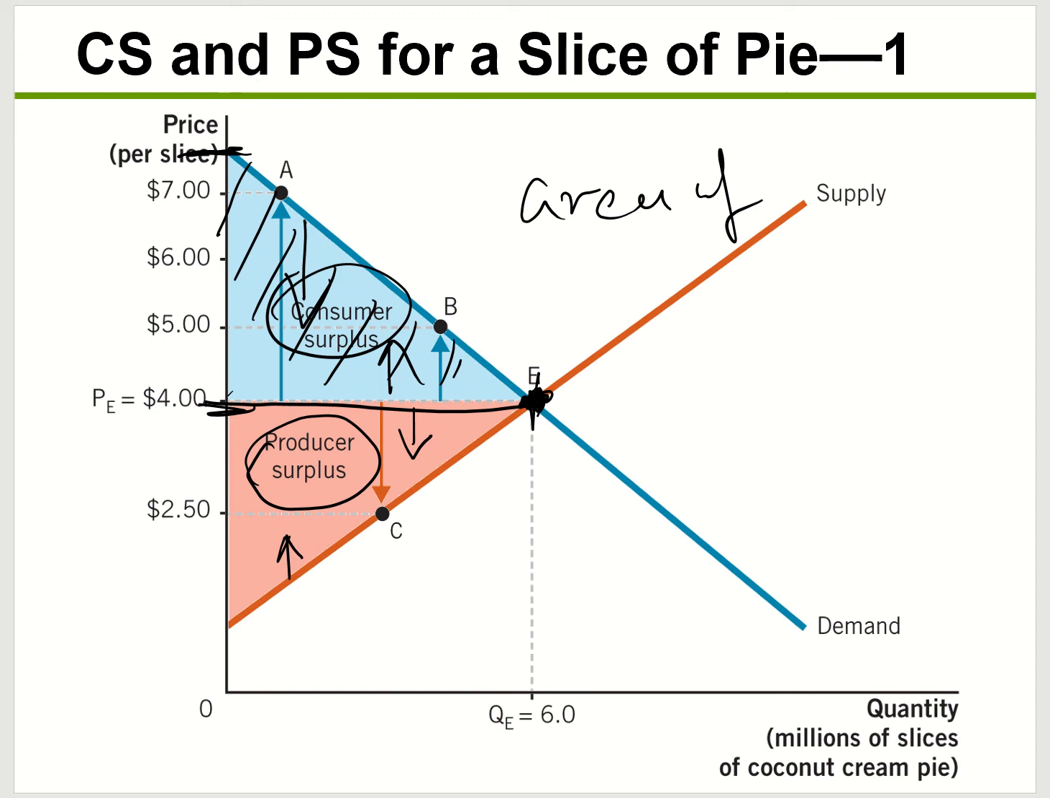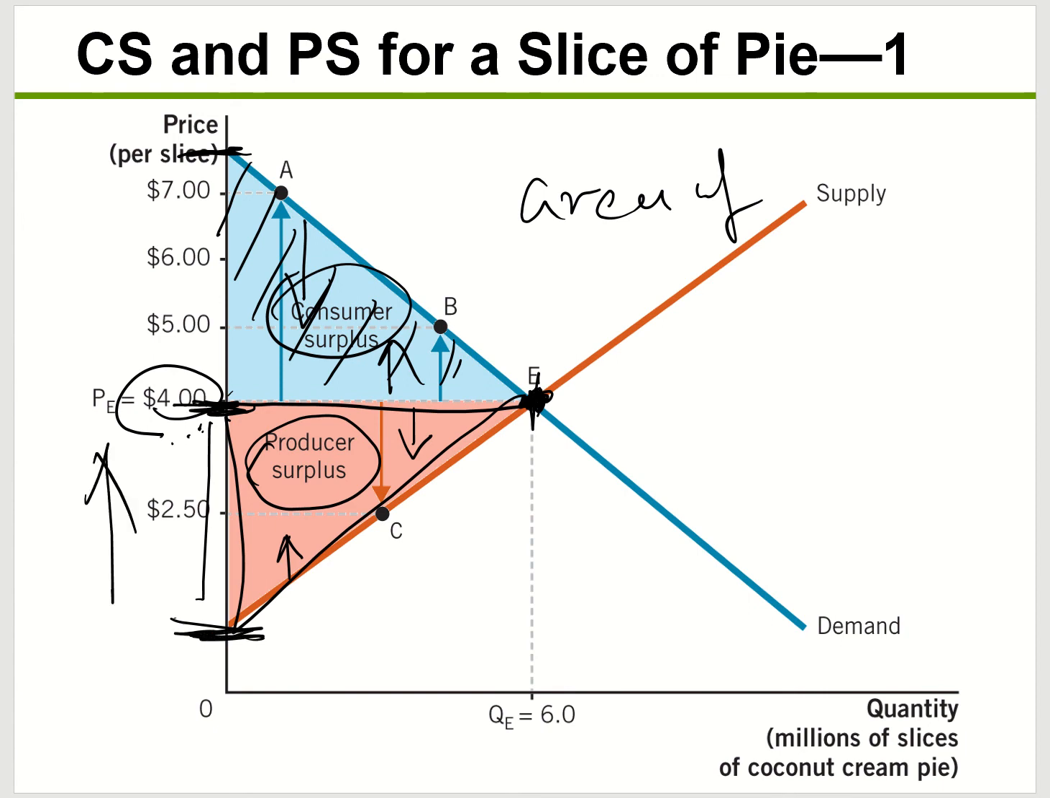Okay, and then for the producer surplus, same thing. Find out what the vertical difference is. Now don't just take the 4, because the 4 is not the base. The base is from the bottom point to the 4 over here. So that's your vertical difference. Find the vertical difference, times the horizontal difference, and divided by 2. That's your producer surplus.